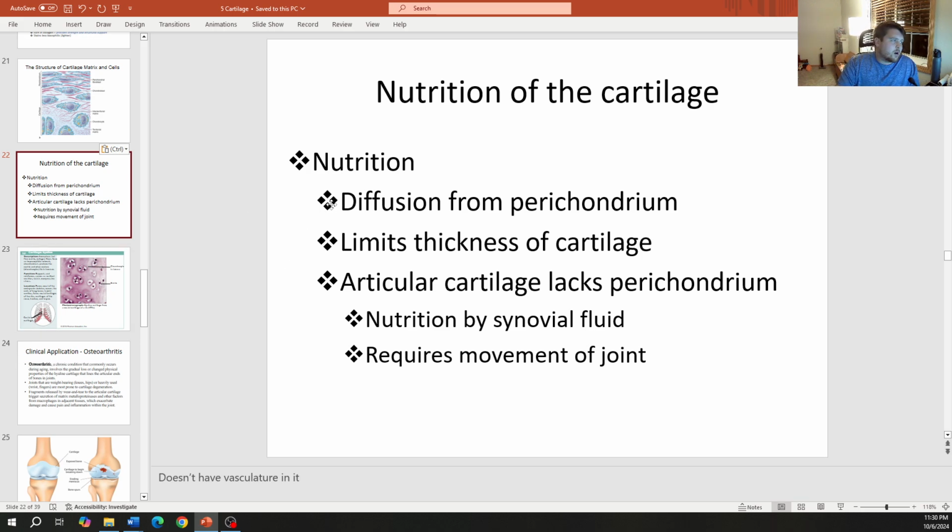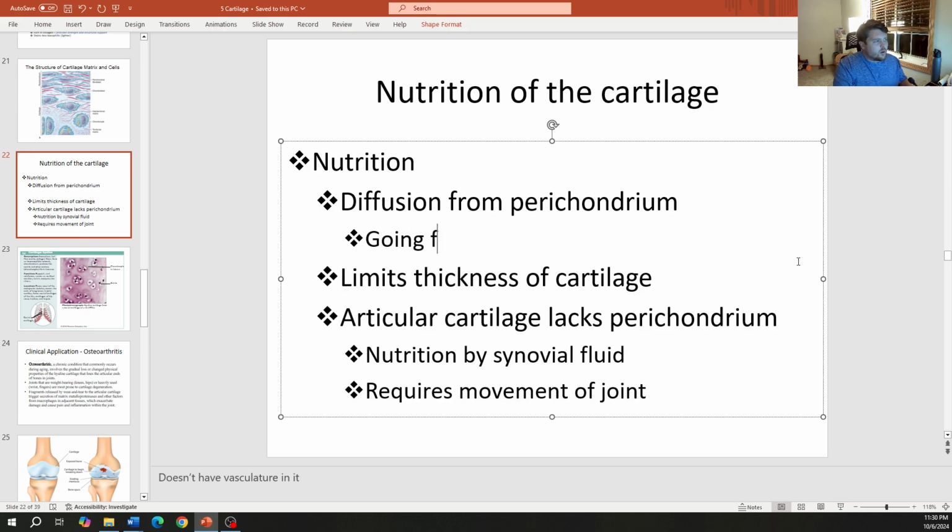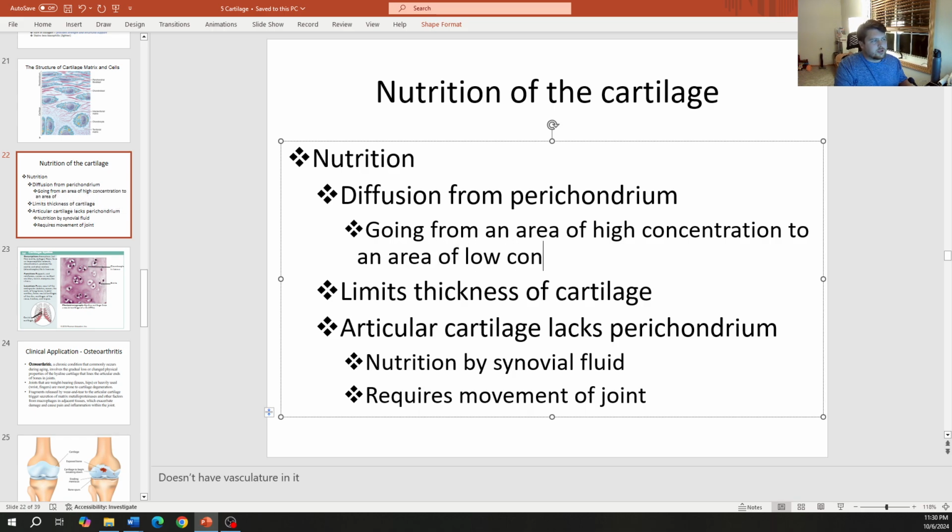It's through a process called diffusion. Diffusion is basically just something moving from a high concentration to a low concentration. You'll learn more about that in Physiology 1 next trimester. That's like the whole first week, diving into diffusion and osmosis, all that kind of stuff. But essentially diffusion is, like I said, going from an area of high concentration to an area of low concentration.